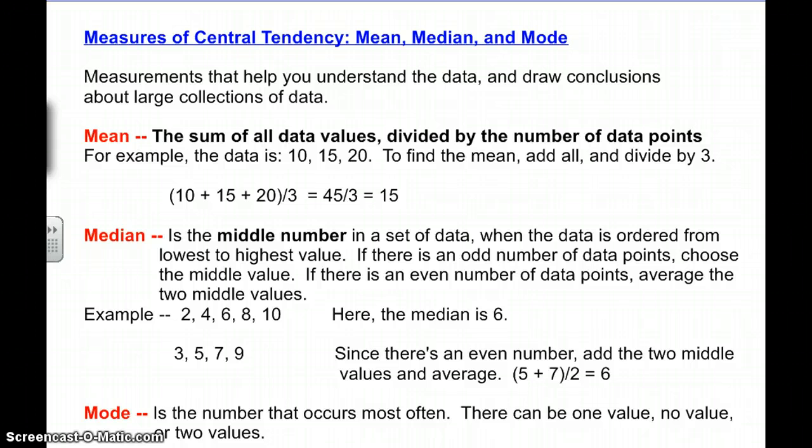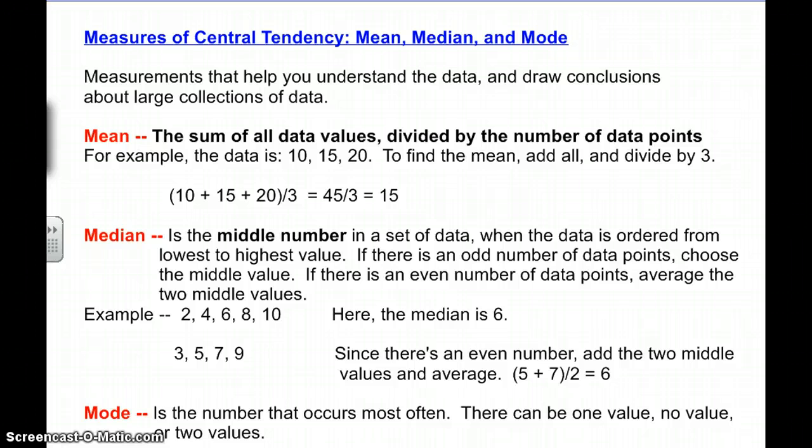The median is the middle number in the set of data, but you have to order the data from lowest to highest first in order to determine that middle number. If there are an odd number of data points, it's always the actual middle number in the data. But if there's an even number of data points, you average the two middle numbers. Okay? So let's look at an example.